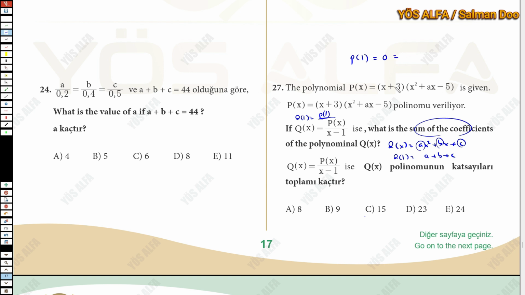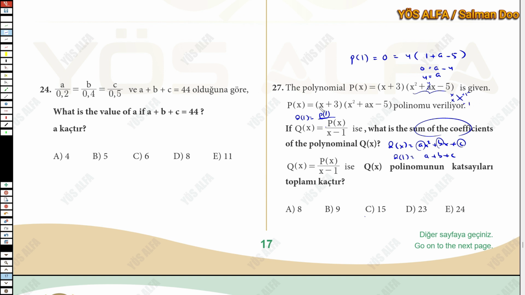0. So p of 1 is 4 times 1 plus a minus 5. So from here, a minus 4 is equal to 0. So a is 4. Now we can factor this as x and minus 5 times 1. Since a is 4, this one is positive and this one is negative. So we have x plus 5 and x minus 1.